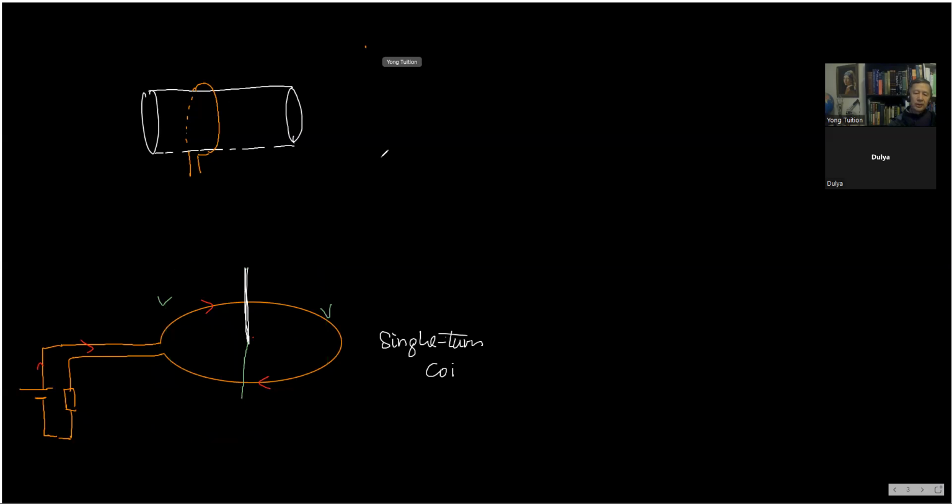Can we draw this? According to the right hand rule, the field inside is downward. Yes, you are right. So the field inside is downward. Can you see? It is into the page.